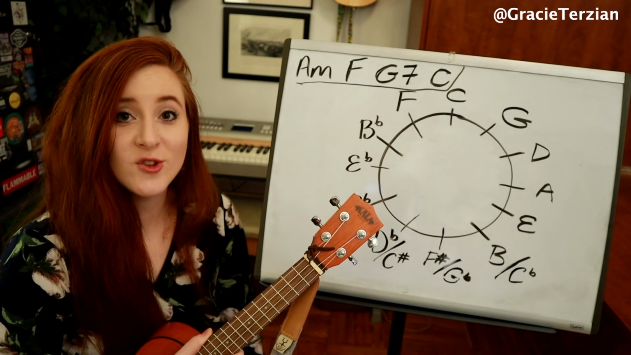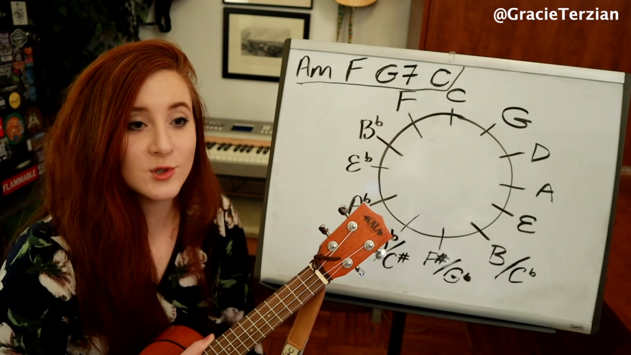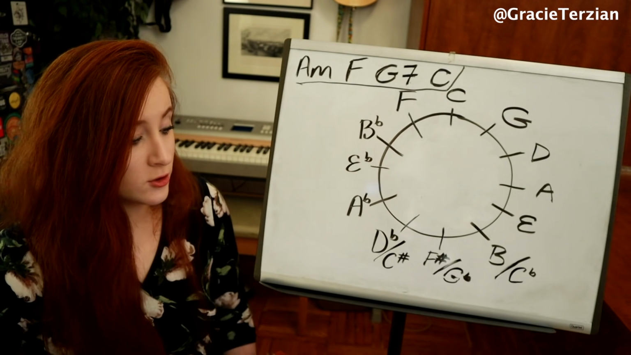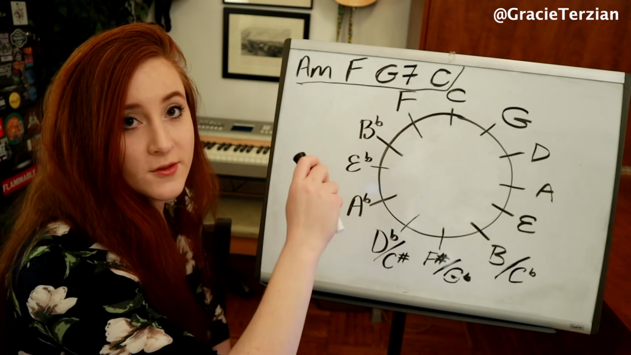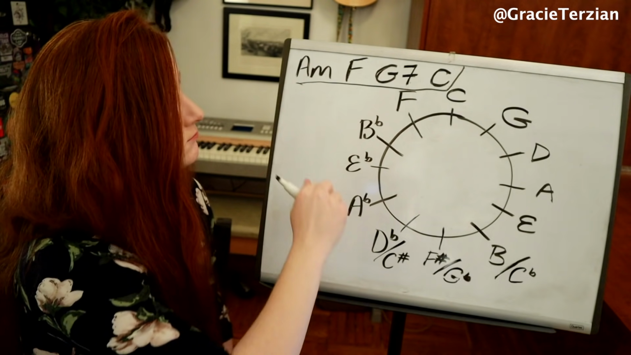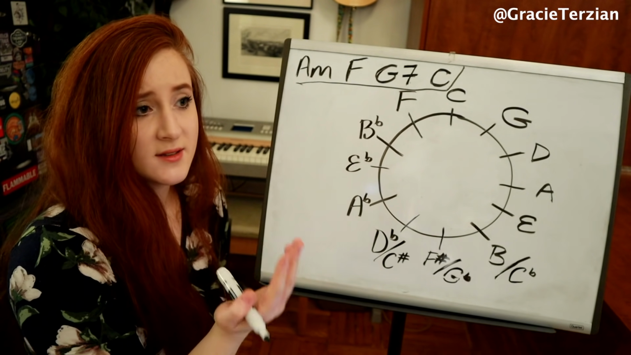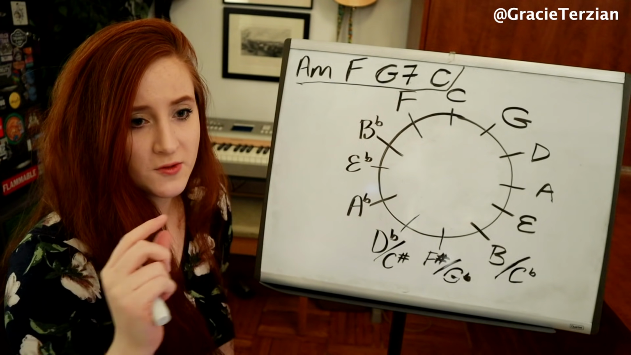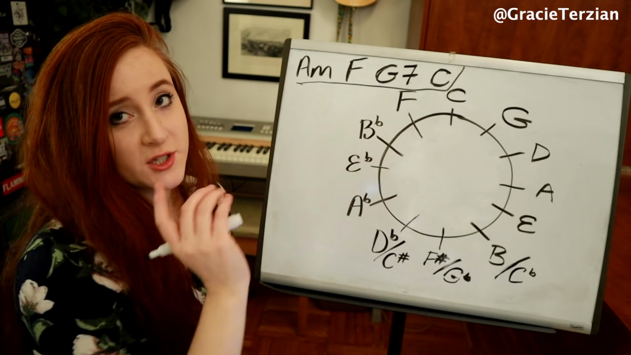So let's say I want to transpose the song up a fifth, okay? So I want to make the entire song a fifth higher. So I'm going to find the root of each of these chords on the circle. It doesn't matter what type of chord it is, whether it's a minor chord or a sharp 11, as long as you keep those other details the same and you're just changing the roots, okay?